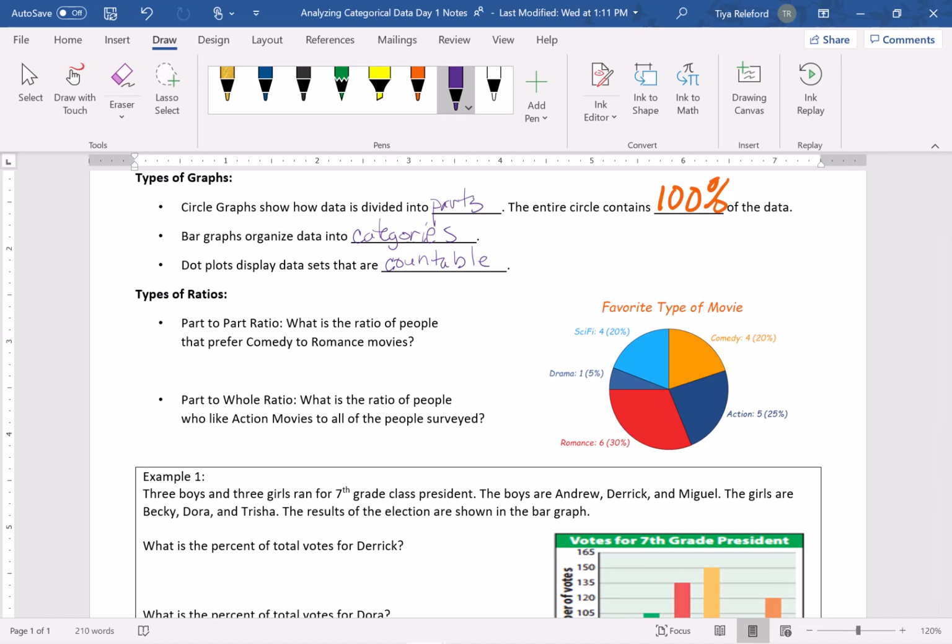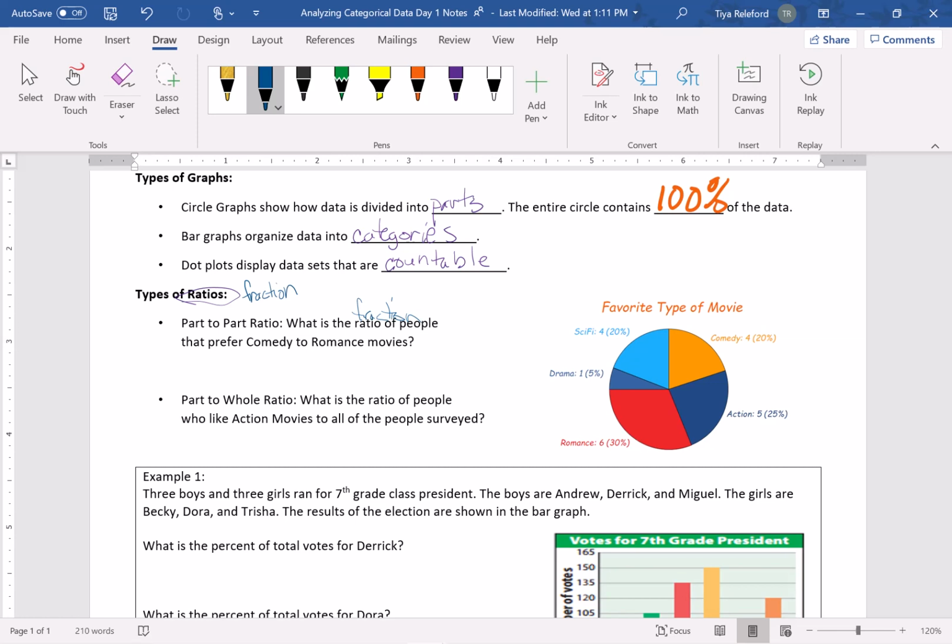So, ratios. Whenever you see the word ratio, I want you to think of fraction. So right now, write the word fraction by ratio. We can write ratios in lots of ways. We can write ratios with words or the colon. Most of the time, though, ratios are most useful to us as a fraction. So, what is the ratio? What is the fraction of people that prefer comedy to romance?